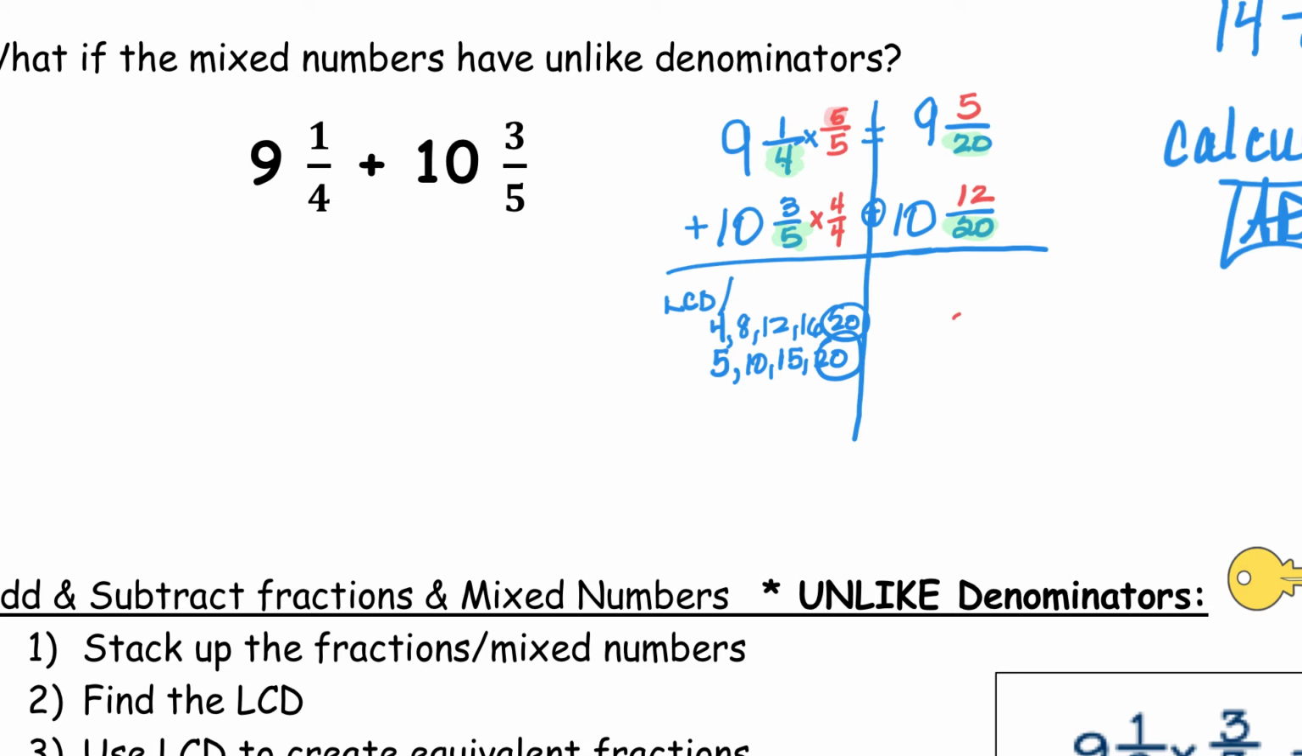So first thing, I'm going to bring down my denominator of 20. 5 plus 12 is 17. And then 9 plus 10 is 19. And when I look at it, it is in simplest form. And there you have it. Let's take a look and see what other practice we can do.